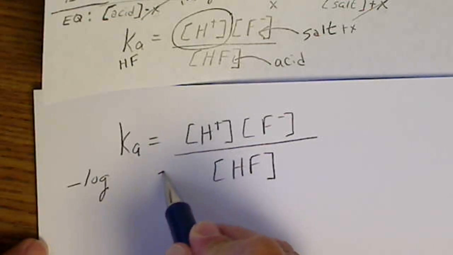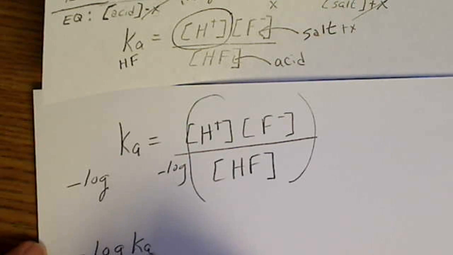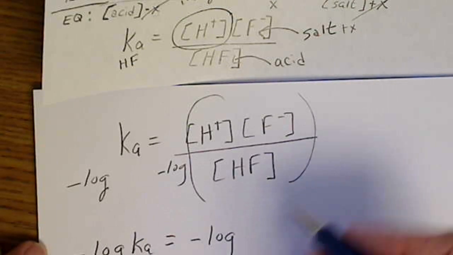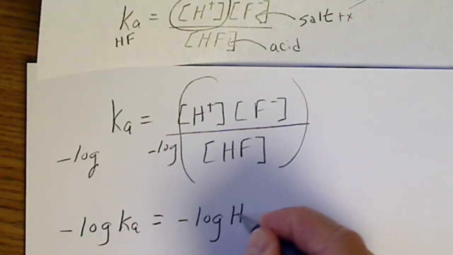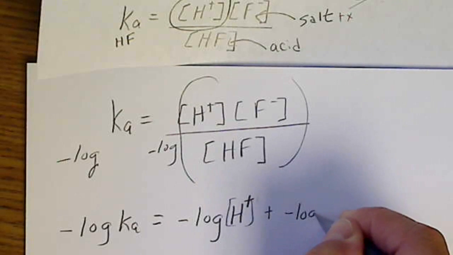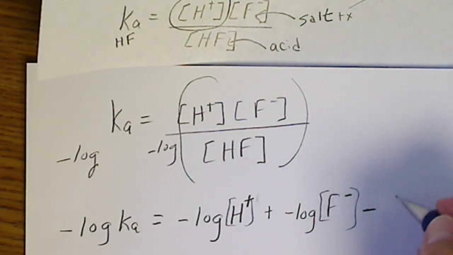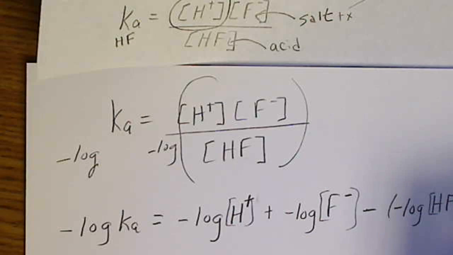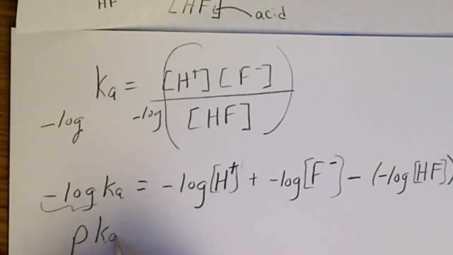So if we take the negative log of all of this and the negative log of this, we have the negative log of the Ka value equals the negative log, and then we expand this logarithmic function. So the product here would turn into a sum. So this would be the negative log of H plus, plus the negative log of F minus, minus, because this is a quotient now, minus the negative log of the acid. And so the negative log of anything automatically means p. So this is pKa, and then the negative log of H plus would be pH.